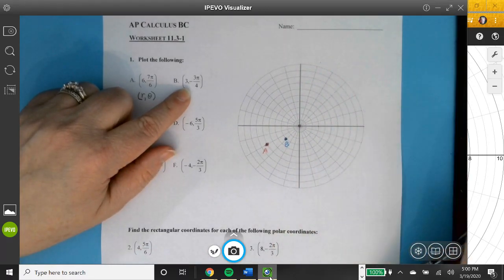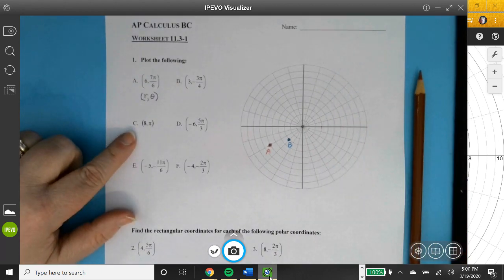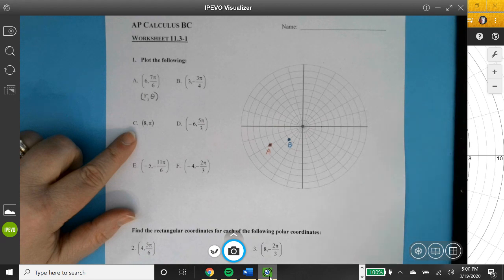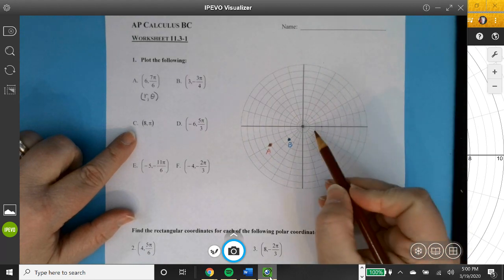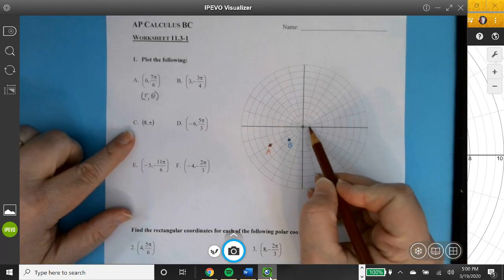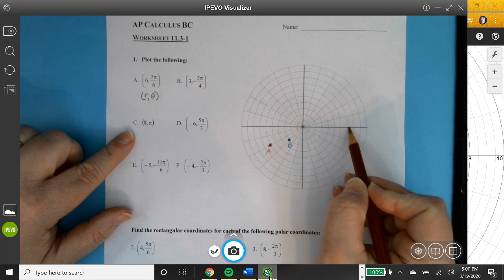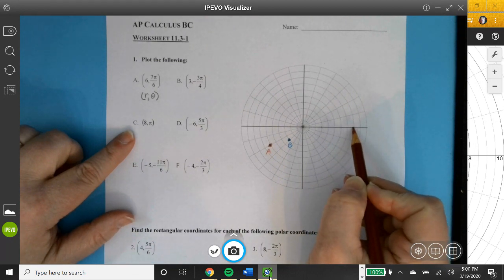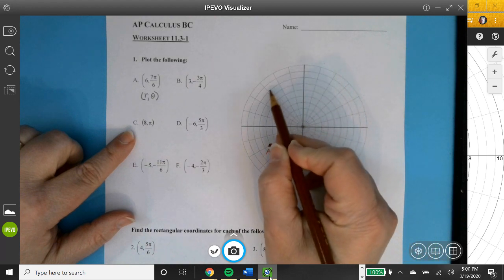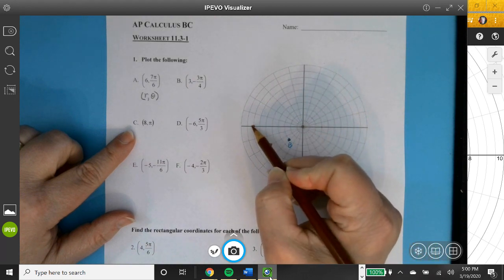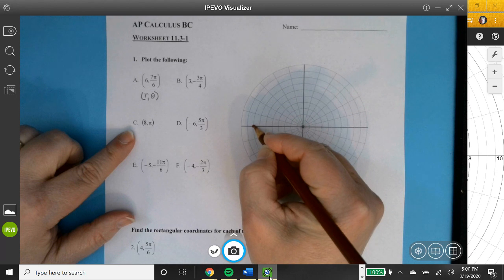All right, C. Now we're going to go out radially 8. I'll make this one brown. Radially 8, and we're going to rotate pi. So 1, 2, 3, 4, 5, 6, 7, 8, and rotate pi, which means I'm going to go all the way around and end up right here. And so this is point C.